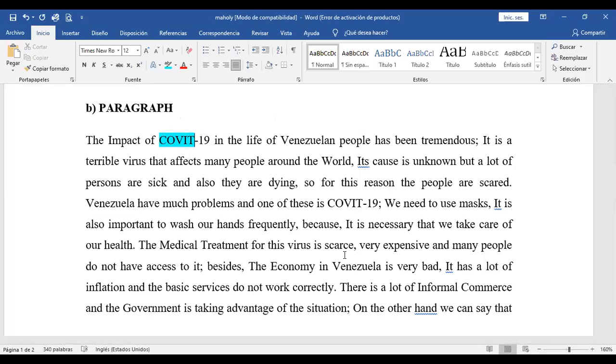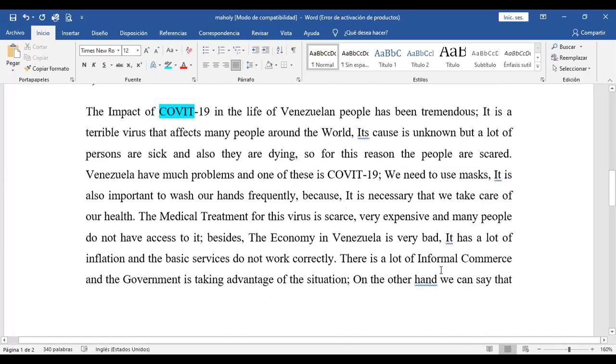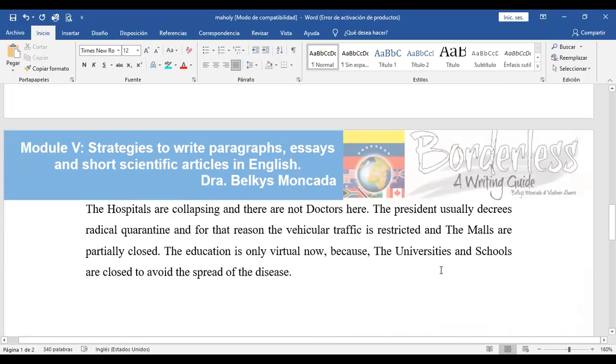The medical treatment for this virus is scarce, very expensive, and many people do not have access to it. Besides, the economy in Venezuela is very bad. It has a lot of inflation and the basic services do not work correctly. There is a lot of informal commerce, and the government is taking advantage of the situation. On the other hand, we can say that the hospitals are collapsing, and there are not doctors here. The president usually decrees radical quarantine, and for that reason, the vehicular traffic is restricted and the malls are partially closed. The education is only virtual now because the universities and schools are closed to avoid the spread of the disease.